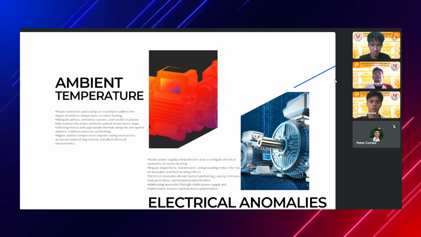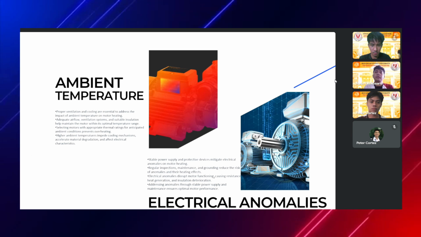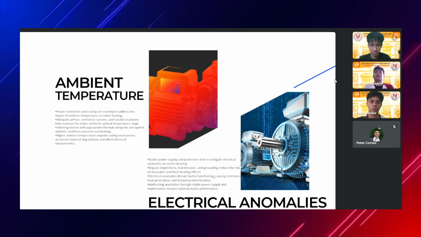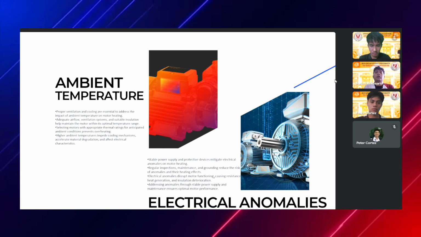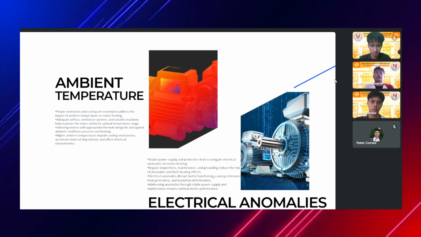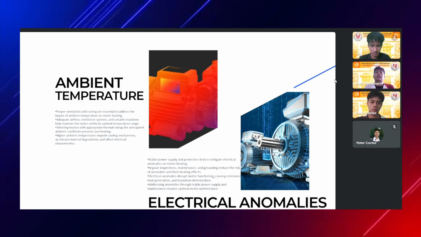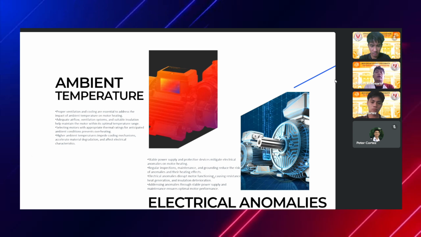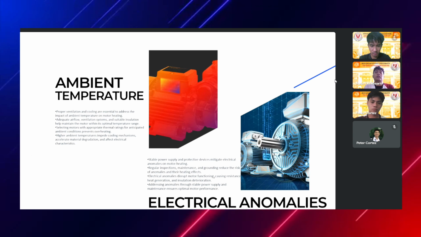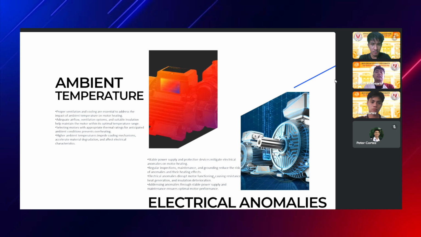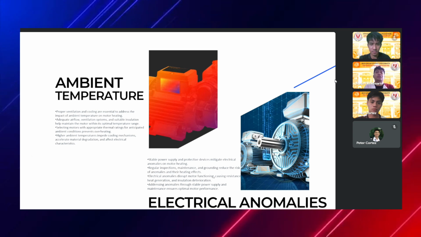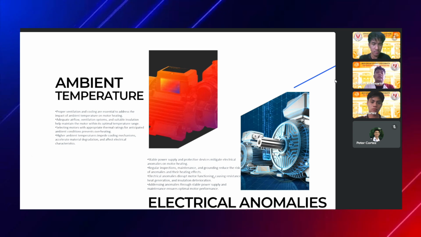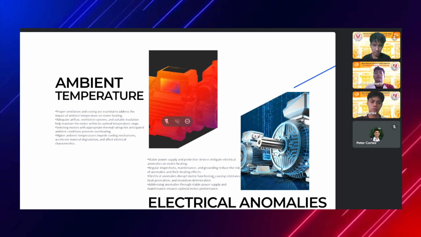Lastly, the electrical anomalies. Stable power supply and protective devices mitigate electrical anomalies and motor heating. Regular inspections, maintenance, and load balancing reduce the risk of anomalies and other heating effects. Electrical anomalies disrupt motor functioning, causing resistance, heat generation, and insulation deterioration. Lastly, addressing anomalies through stable power supply and maintenance ensures optimal motor performance.